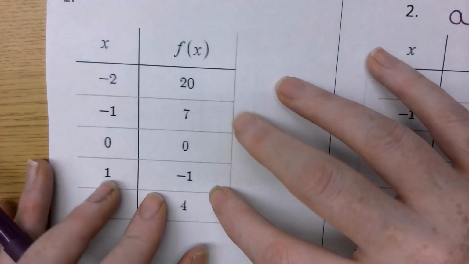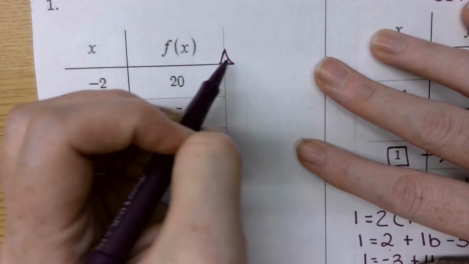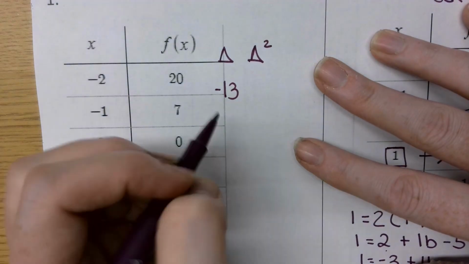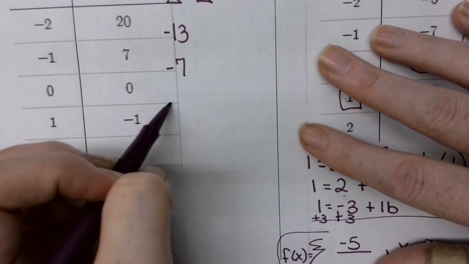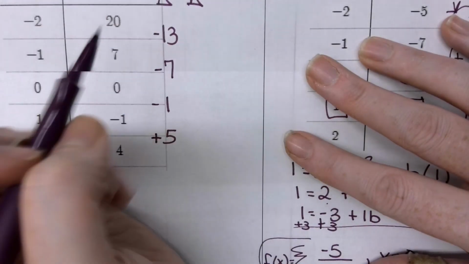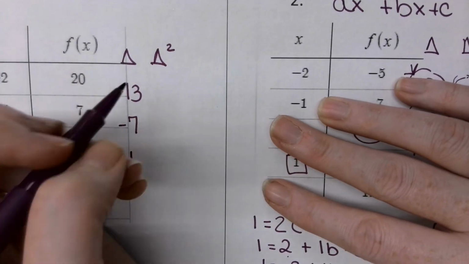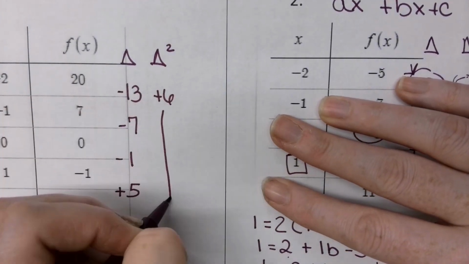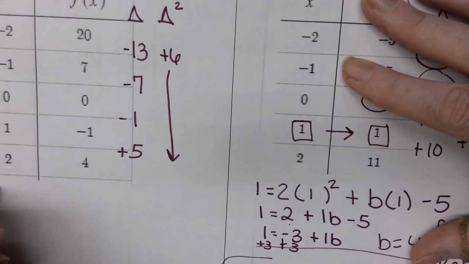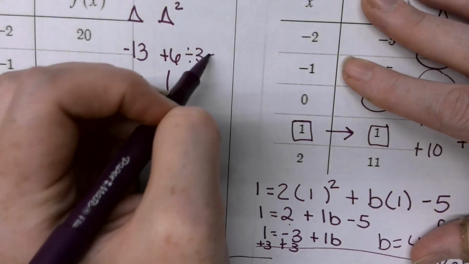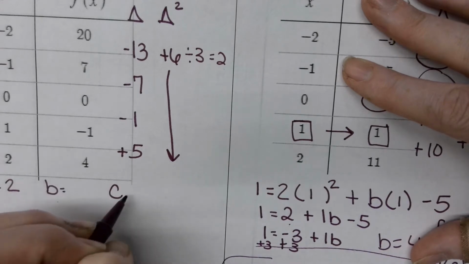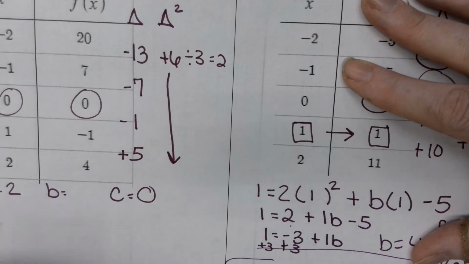I have the explicit function for this table right here. Okay, so delta squared: this is going to be subtract 13, subtract 7, and then subtract 1, and then I'm going to add 5. My constant second difference is going to be +6 all the way down, okay? My A value is going to be 6 divided by 3, which gets me 2, okay? B, we don't know, and then C is going to be my y-intercept, which is 0, okay?